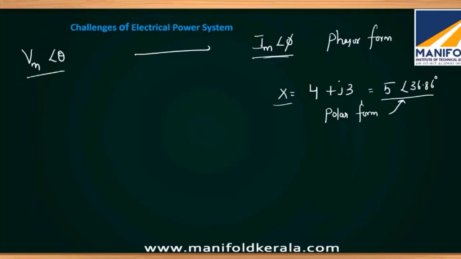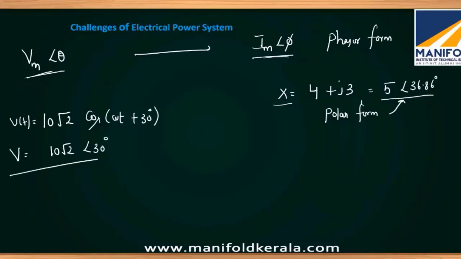Similarly, when I write a voltage 10 root 2 cos(omega t plus 30 degrees), this is a voltage signal v of t. I am writing this in phasor form by taking only the magnitude, that is 10 root 2, and the phase angle, 30 degrees. I use a capital V, we don't write it as a function of time. Are these two the same? This is called phasor. This is called polar.